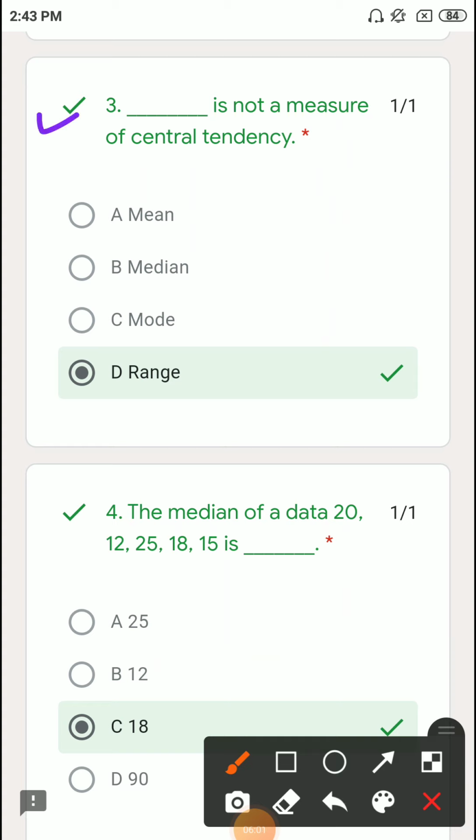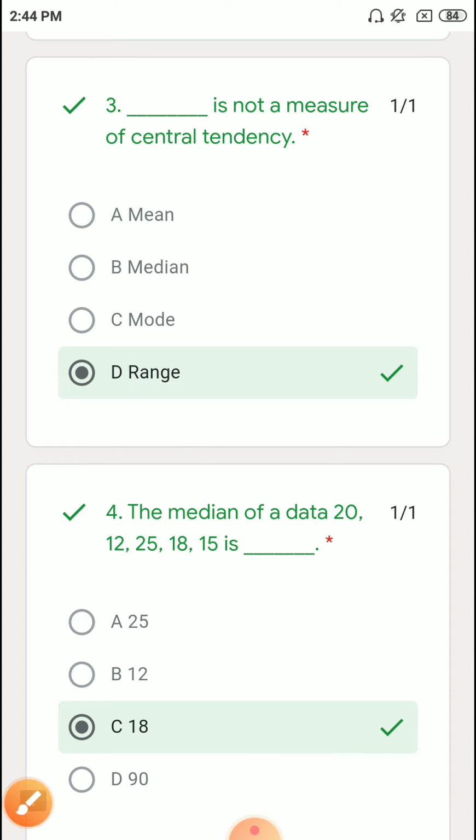Question number 3, which is not a measure of central tendency. In chapter number 3 we see that the measures of central tendency are mean, median and mode, right? Mean, median and mode are the only measures of central tendency. Range is not a measure of central tendency, that's why this answer is right.